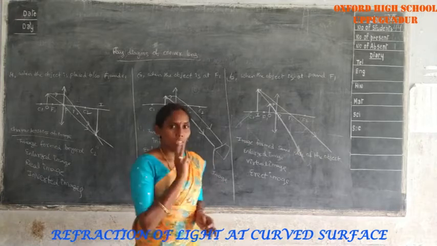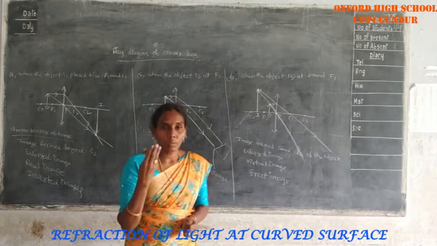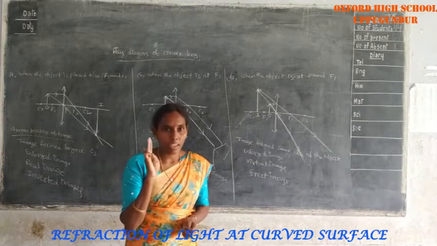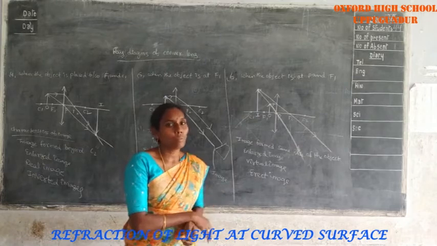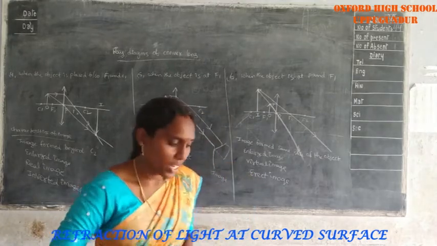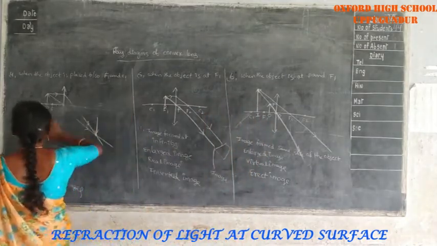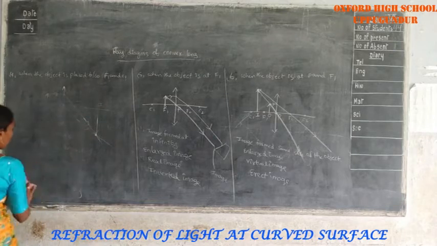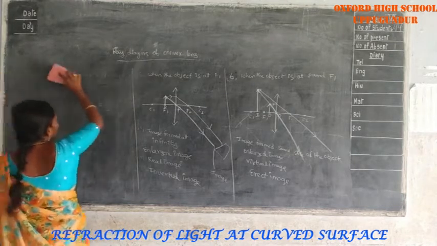These are the three ray diagrams for a convex lens. In earlier classes, three ray diagrams were completed, and in this class, the three ray diagrams are completed. See the next one. Ray diagrams for a biconcave lens or concave lens. Only two ray diagrams are drawn regarding the biconcave lens.